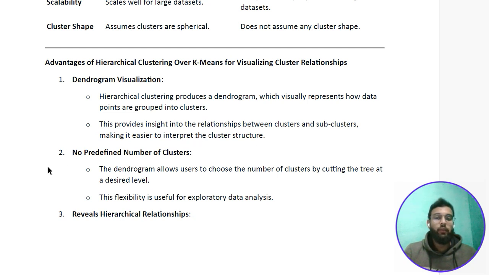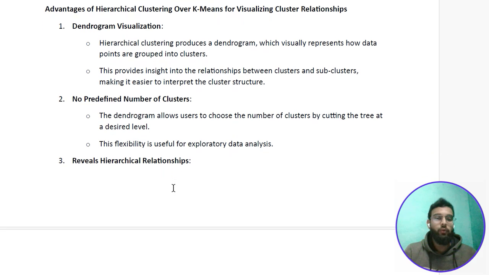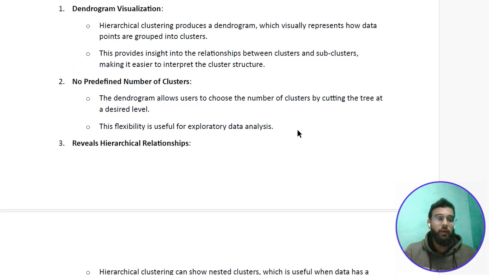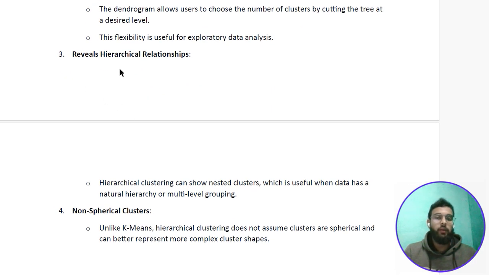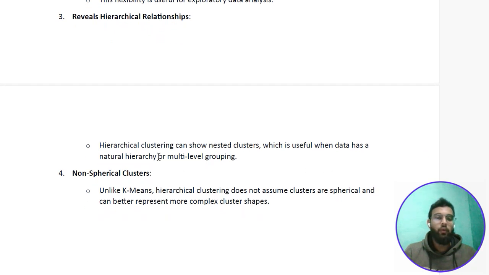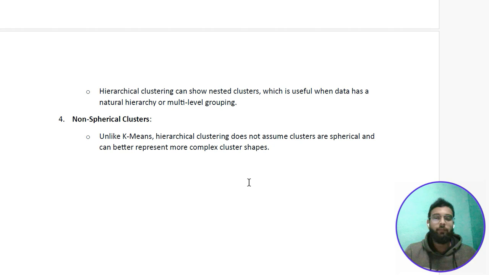And secondly, the advantage is there is no predefined number of clusters. The dendrogram allows the user to choose the number of clusters by cutting the tree at a desired level. This flexibility is useful for exploratory data analysis. Our third advantage is that it reveals hierarchical relationships. Hierarchical clustering can show nested clusters, which is useful when data has a natural hierarchy or multi-level grouping.